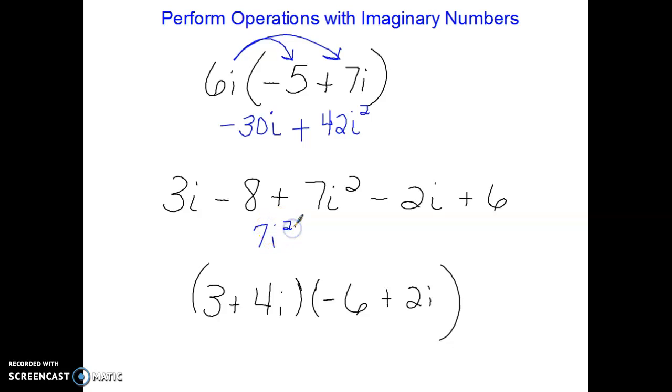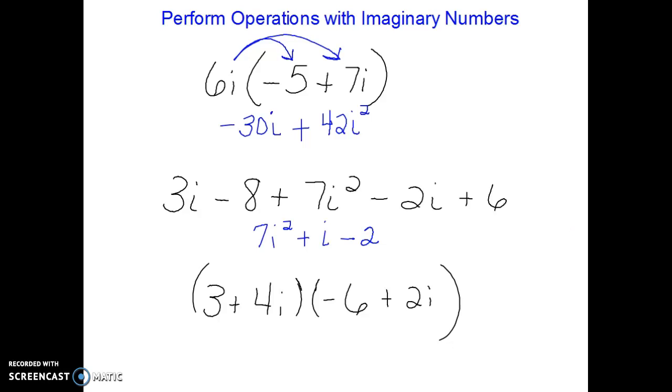I have 7i squared. No other term has the i squared in it. I have a 3i and a minus 2i. So I can combine those, and that's plus 1i, or I can just write that as plus i. And then I have two constants that I can combine. So that would be my simplified expression for the middle example.